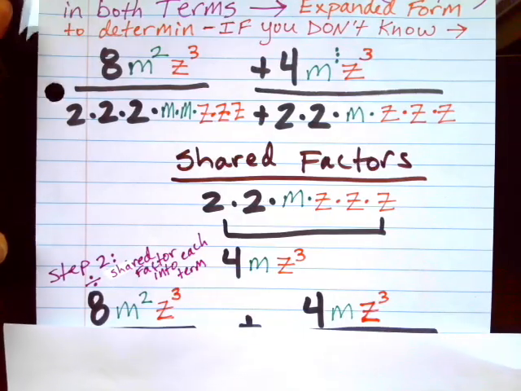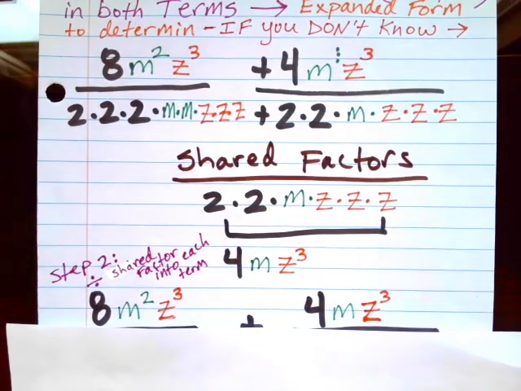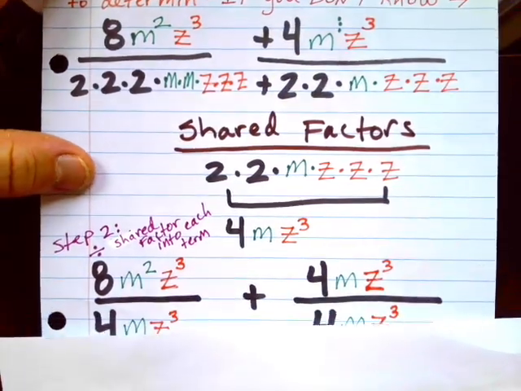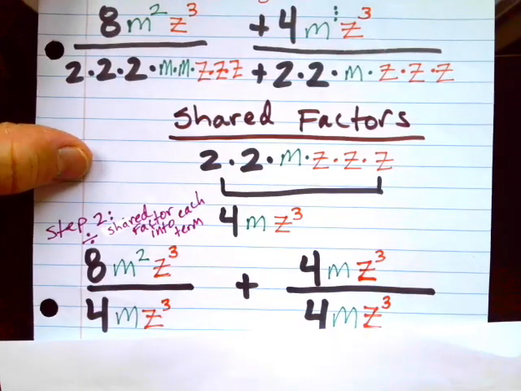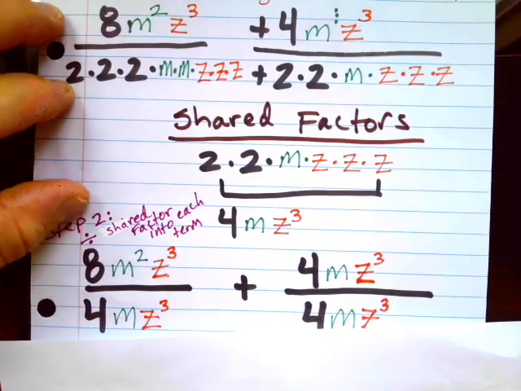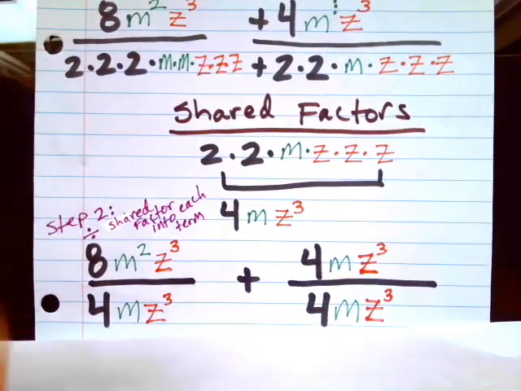So guess what I'm going to do to both of those terms? I'm going to perform step 2. I'm going to divide the shared factors into both of those terms. So 4mz cubed divided into both sides. Now, some folks don't need expanded form, and some folks do. So whatever works best for you, go ahead and use that.